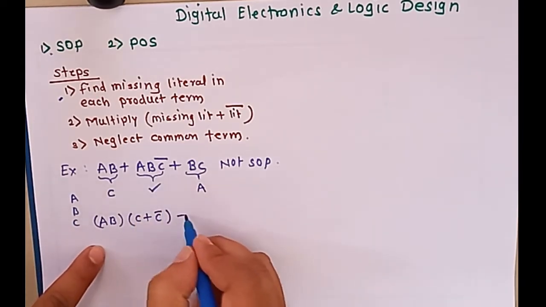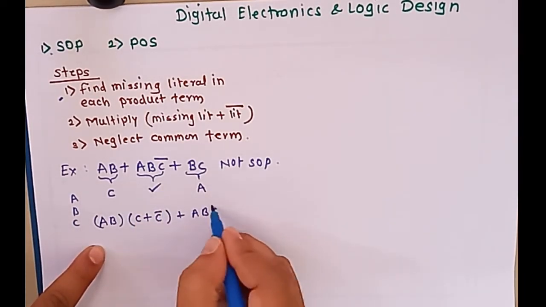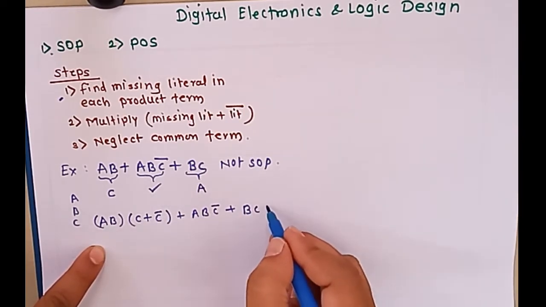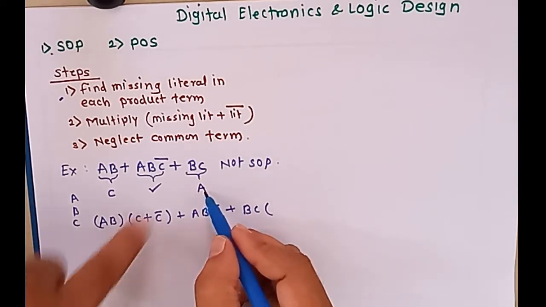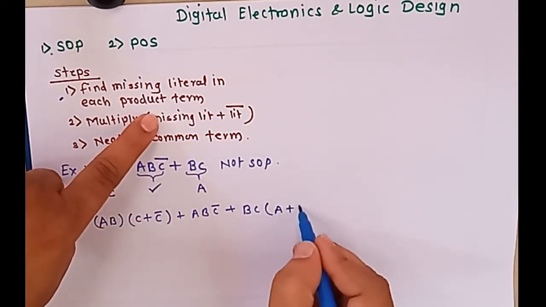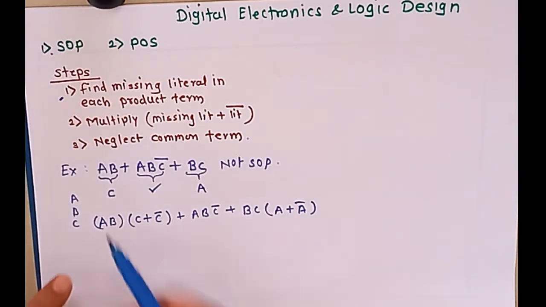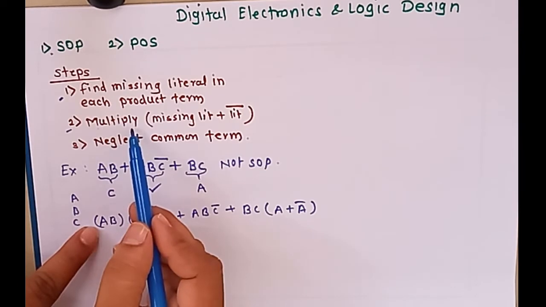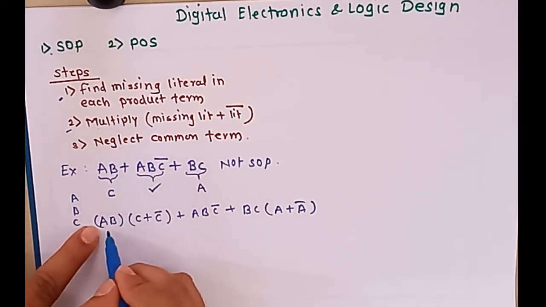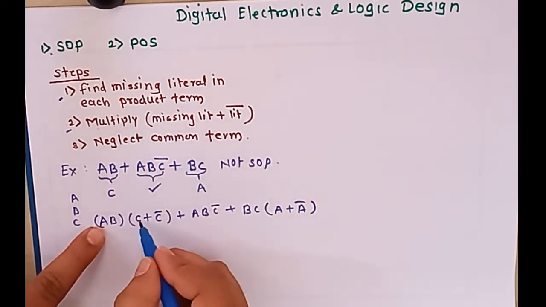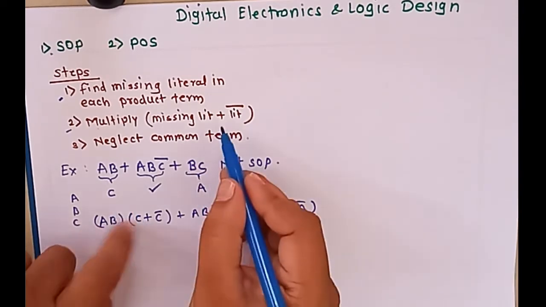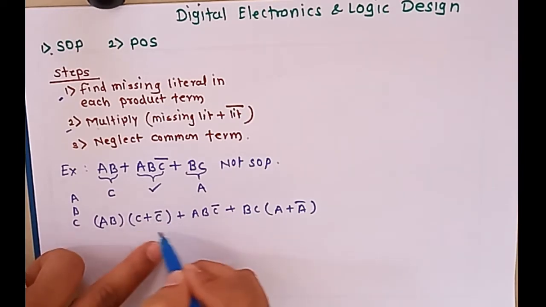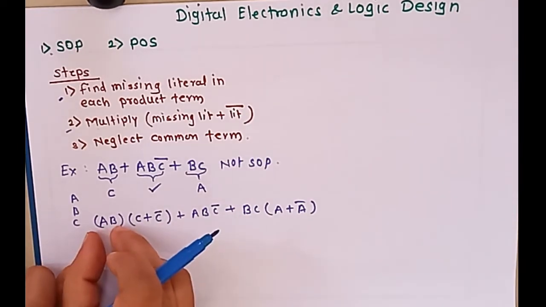Then the second term is as it is, ABC bar, because there is no missing literal, plus the third, BC, and the missing literal is A, so A plus A bar. So here we have completed the second step. Second step means multiply this product term with the missing literal, here C, plus its complement. C's complement is C bar.